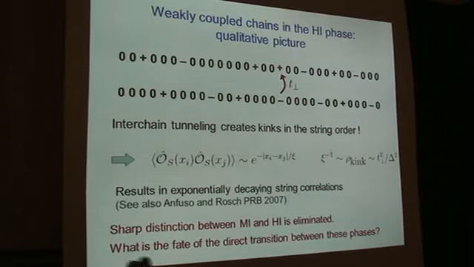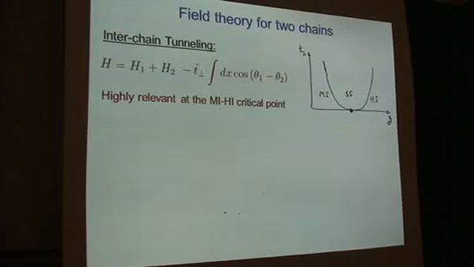What happens to the direct transition we had between the Mott insulator and the Haldane insulator? That's the next question, which will be important for the pumping issue. So let me just go over this. Now we have a Hamiltonian for chain 1, Hamiltonian for chain 2. At 0 t-perp, you have a critical point. Now you add a small t-perp. You can ask whether this coupling between the two chains, which is just a Josephson coupling between chains, is relevant at this critical point.